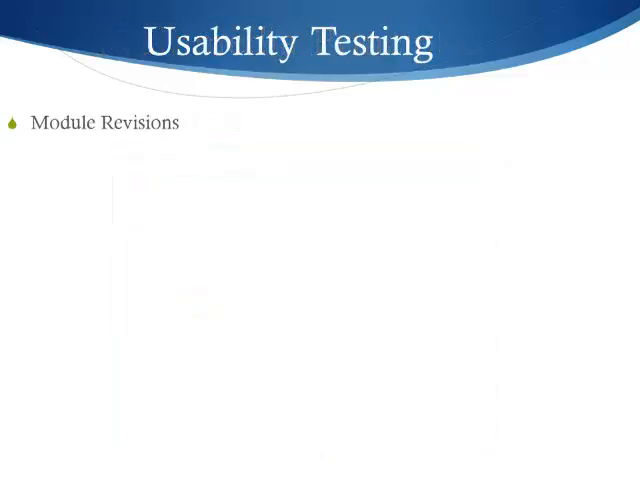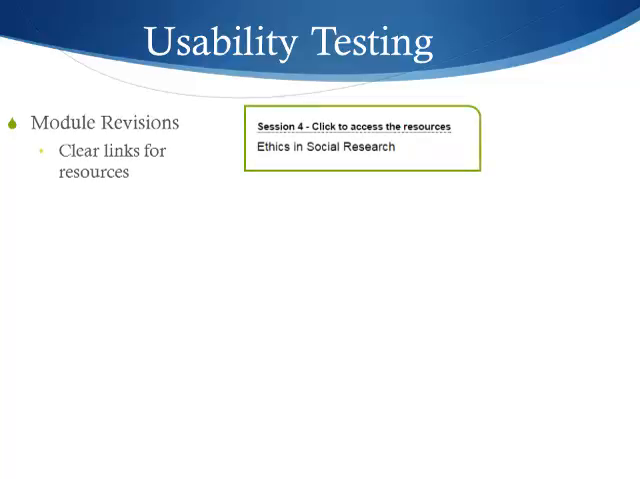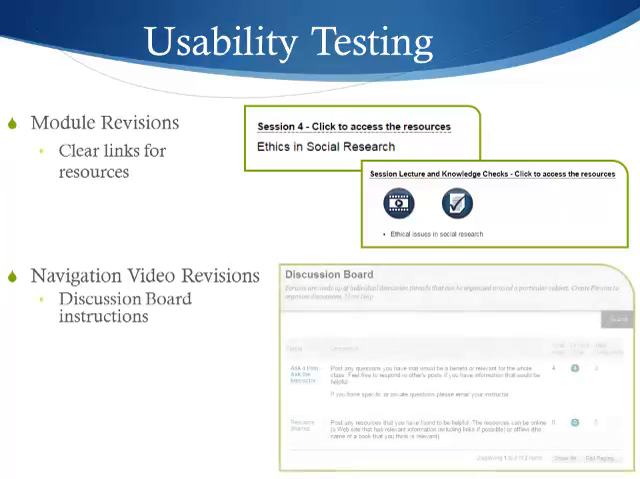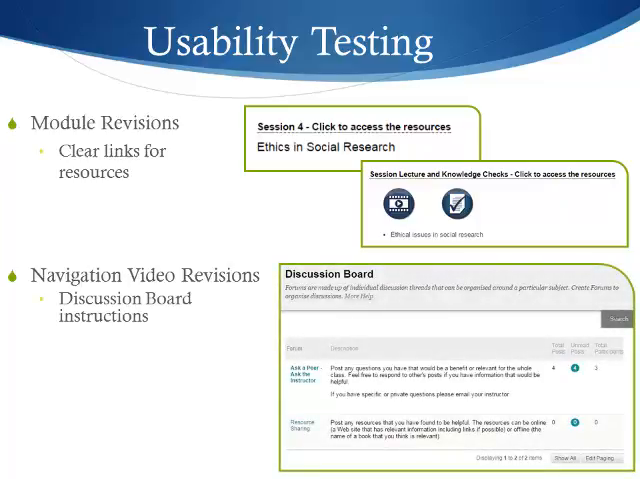Areas of revision that we have completed from our usability tests include unclear directions of how to access specific links, such as session content and library access. We have since revised this to add more explicit instructions. Another area of revision was our users' uncertainty of how to use a discussion board, which prompted us to add this component in our navigation video for future users.